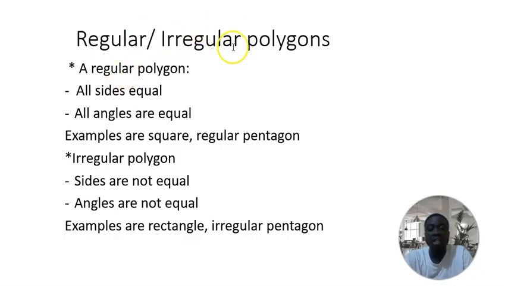Now we have regular and irregular polygons. Why do we say some polygons are regular? We say so because they have all their sides equal, and all their angles also equal. These examples are said to be regular polygons because they have their sides equal and angles equal. So we talk about a square.